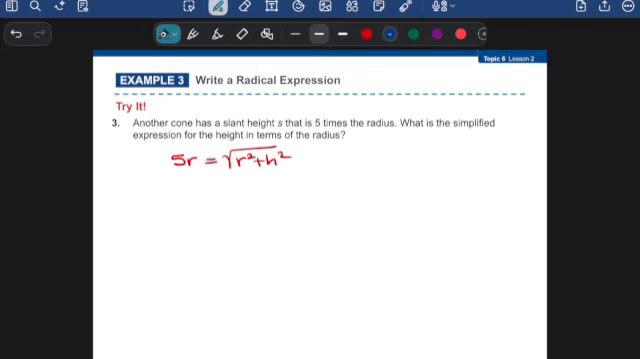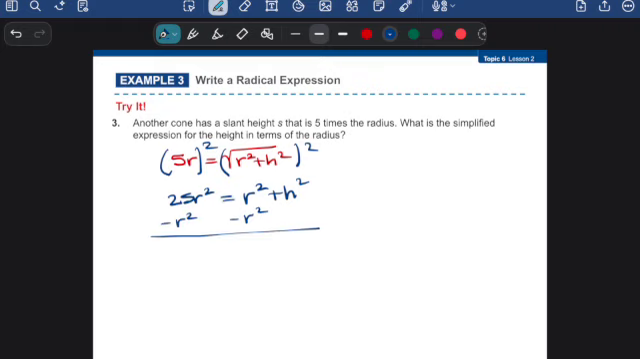The first thing I can do is get rid of the radical. What's the opposite of taking the square root? Squaring. That's the opposite operation, so I'm going to square both sides. When I do that, I get 25r squared equals r squared plus h squared. Let's get all the r squareds on one side, so subtract r squared from each side. What do I get? 25r squared minus 1r squared is 24r squared equals h squared. I want to get h all by itself, so we can take the square root of both sides now. And the height is going to be the square root of 24r squared.